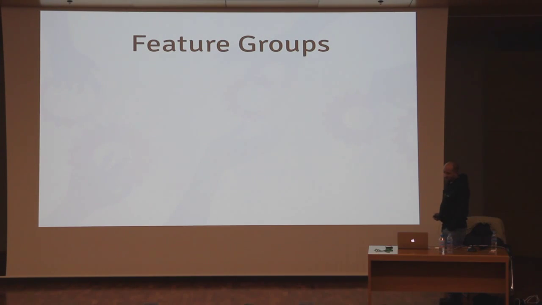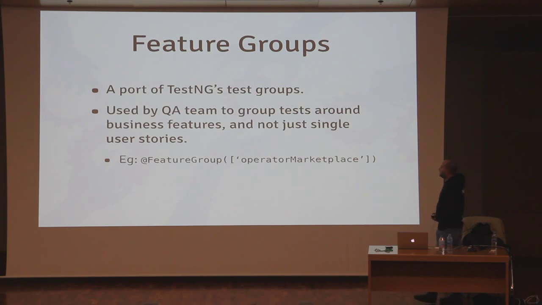We also have feature groups. This is actually a part of a feature present in TestNG. They use the feature groups to label different tests, not based on the user stories, but based on business features. So for instance, they want to label some tests to say, all right, those tests belong to, for instance, operator marketplace. Which means that you may have tests belonging to this feature group spread across different specifications, right?